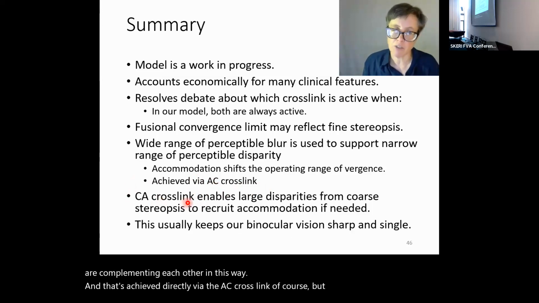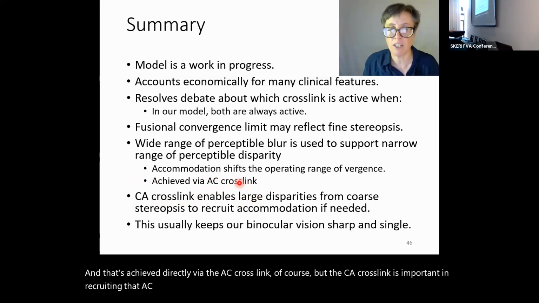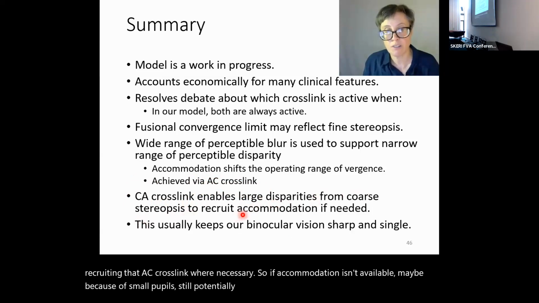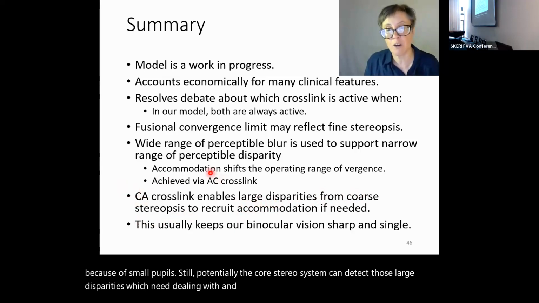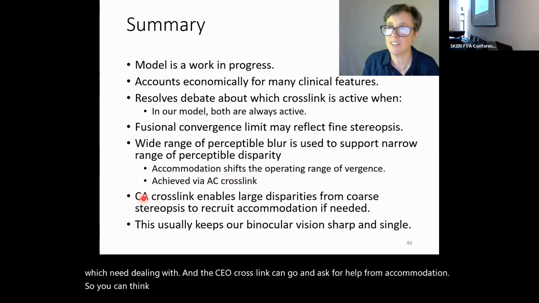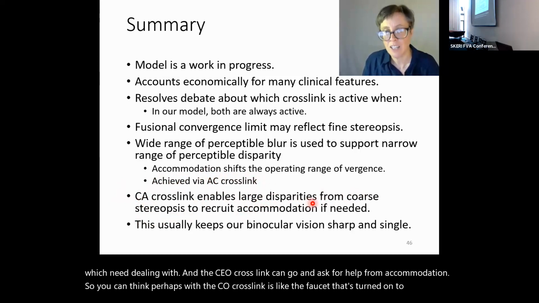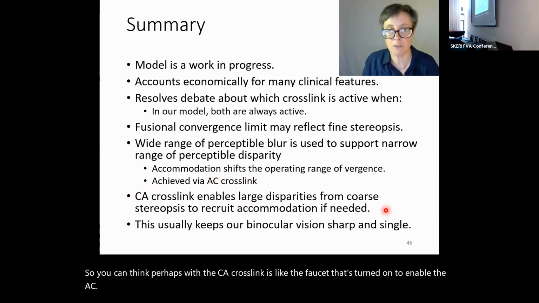But the CA crosslink is important in recruiting that AC crosslink when necessary. So if accommodation isn't available, maybe because of small pupils, still potentially the coarse stereo system can detect those large disparities which need dealing with, and the CA crosslink can go and ask for help from accommodation. So you can think perhaps of the CA crosslink as like the faucet that's turned on to enable the AC influence to flow across and drive Vergence.